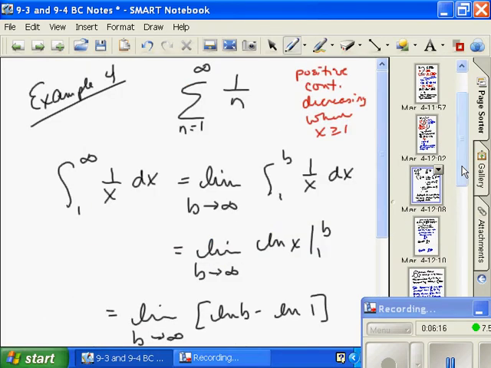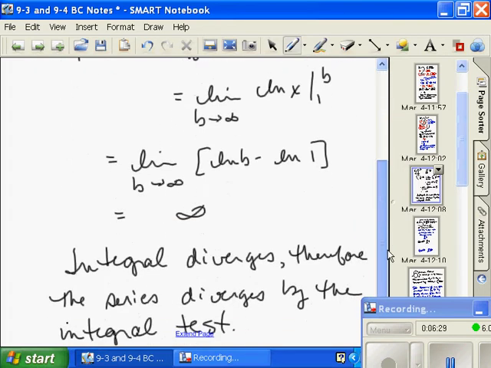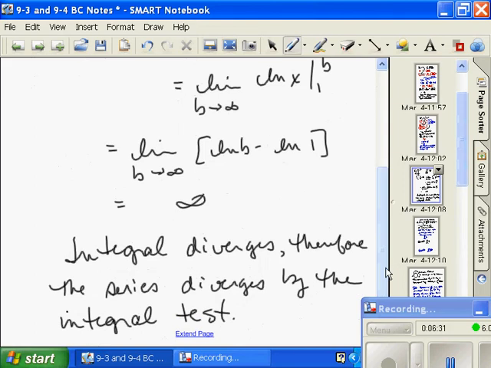Okay, example 4, a little bit quicker. I just have 1 over n. I know it's positive, it's continuous, it's decreasing when x is greater than or equal to 0. So I just did my integral, and real quick I got it to diverge because it went to infinity.